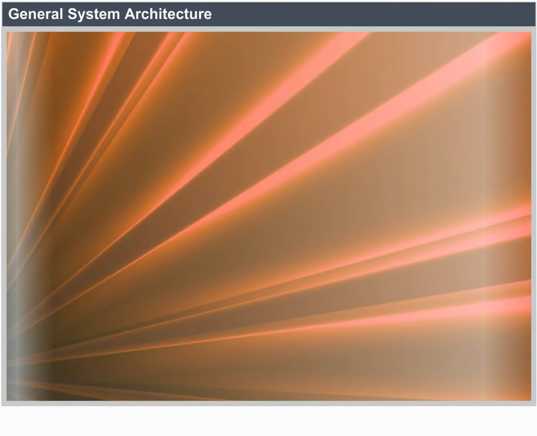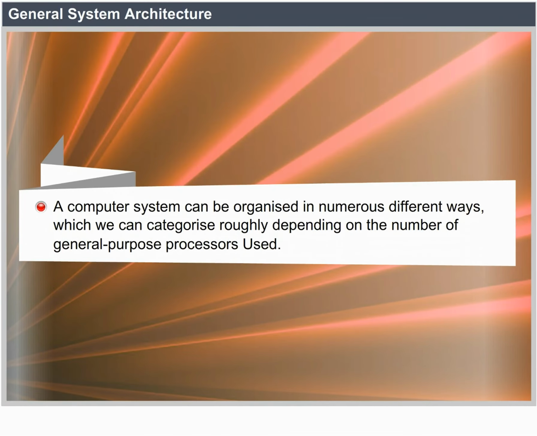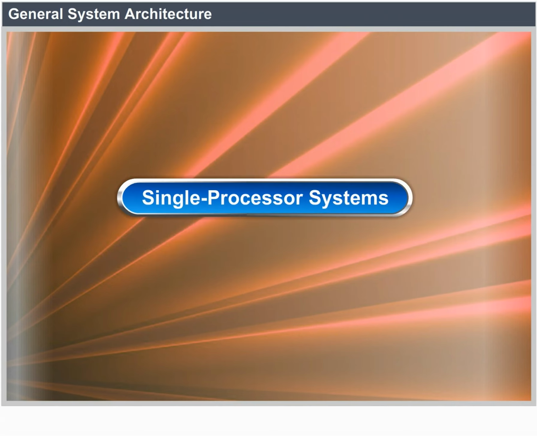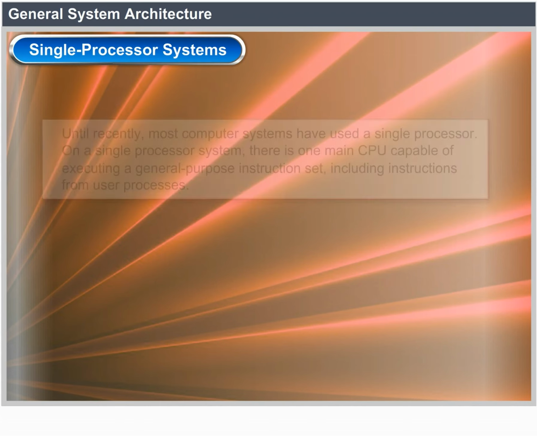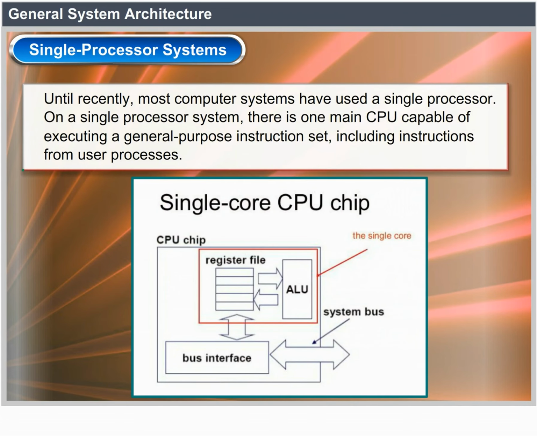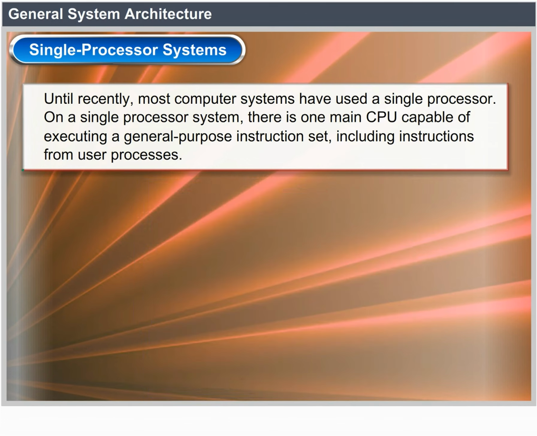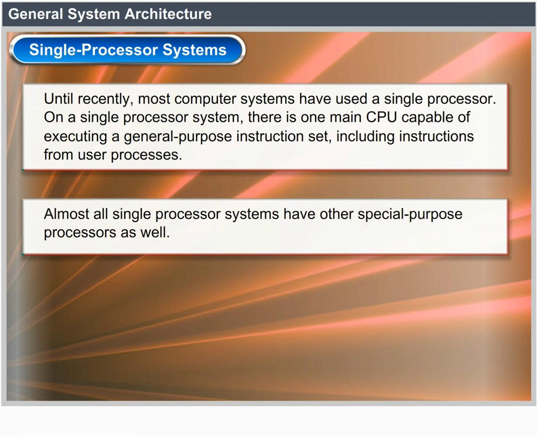General system architecture. A computer system can be organized in a number of different ways, which we can categorize roughly according to the number of general-purpose processors used. Single processor systems. Until recently, most computer systems used a single processor. On a single processor system, there is one main CPU capable of executing a general-purpose instruction set, including instructions from user processes. Almost all single processor systems have other special-purpose processors as well.